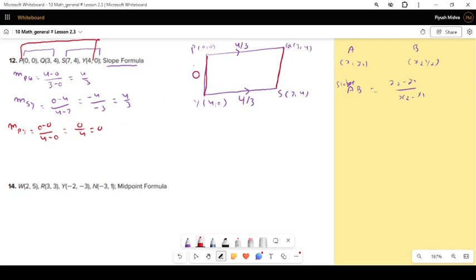Now it is telling QS. So where is QS? QS is this one. Again find the slope of QS. Using the same formula, 4 minus 4 by 7 minus 3. So it will be 0 by 4 altogether. Again it is coming 0. So you can see that the slope of the blue lines is equal, as well as the slope of the red lines is equal. So it means this is a parallelogram.